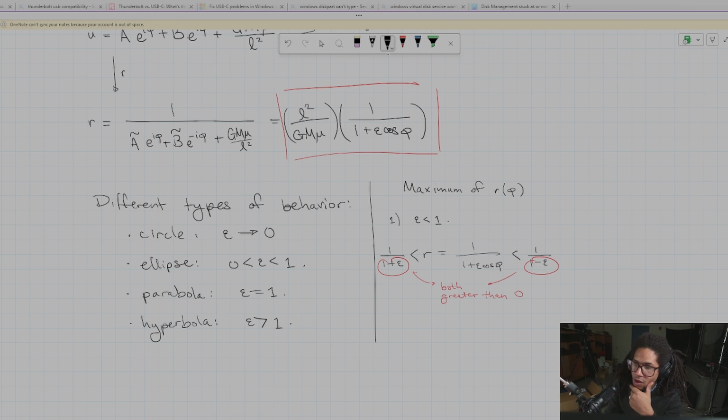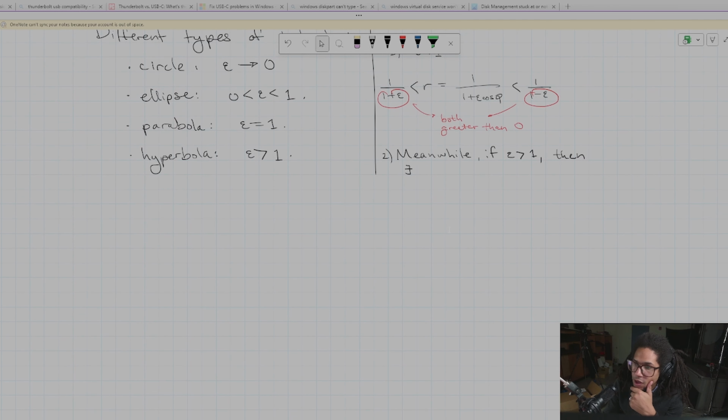Meanwhile, if epsilon is larger than 1, then there exists some phi such that the denominator diverges to infinity, and so r becomes unbounded. So let's say that's case 2. If epsilon is greater than 1, then there exists phi such that 1 plus epsilon cos phi is equal to 0, and the denominator diverges.